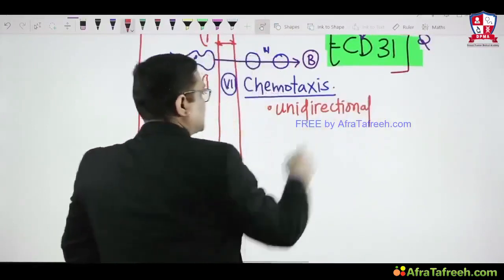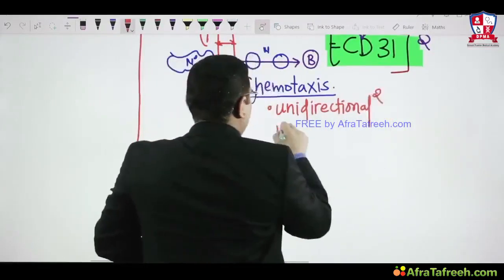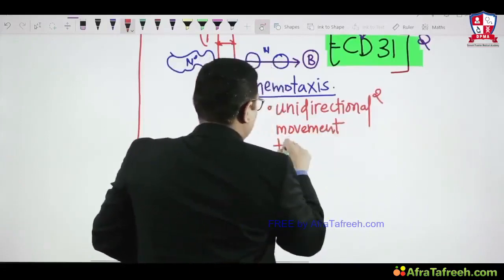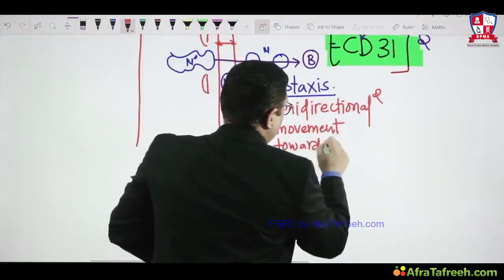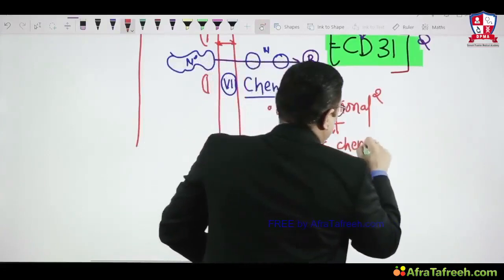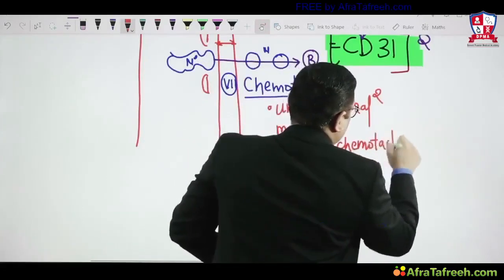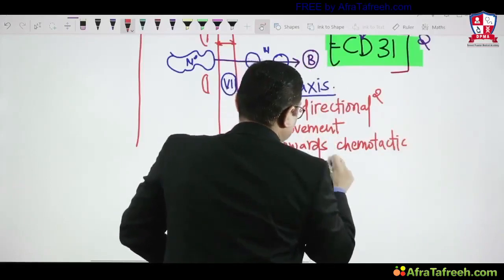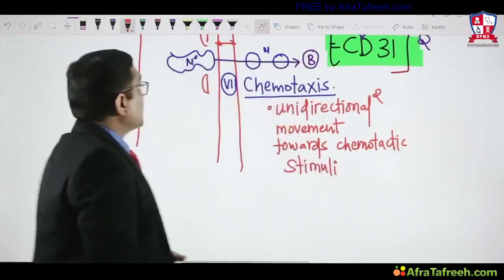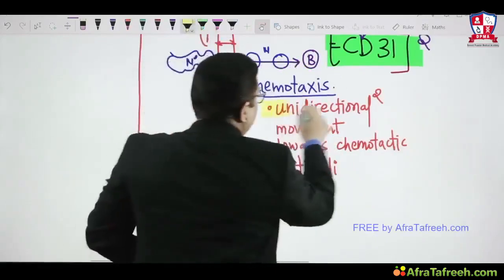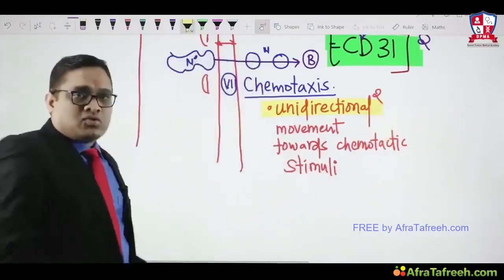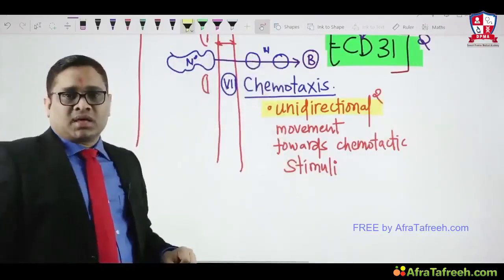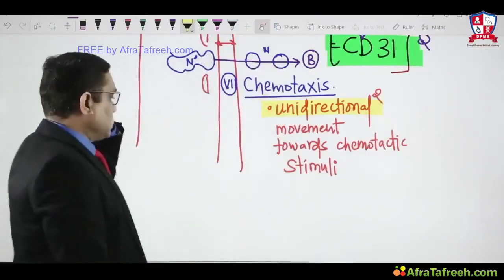What is chemotaxis? Chemotaxis is unidirectional movement towards chemotactic stimuli. Towards chemotactic stimuli, right? So that is very, very important to understand. Unidirectional movement towards chemotactic stimuli is called chemotaxis, right?